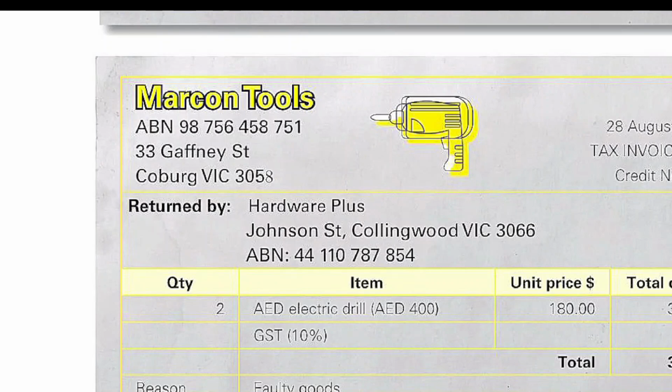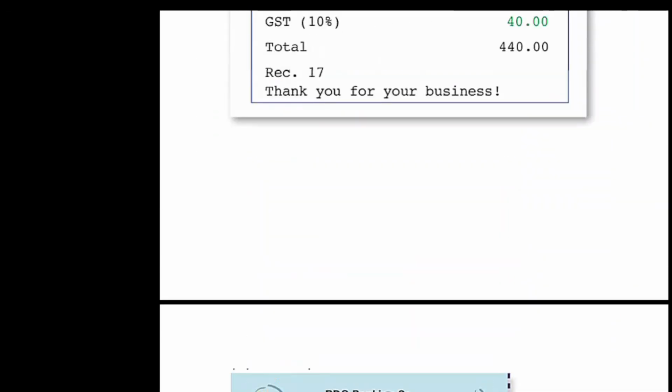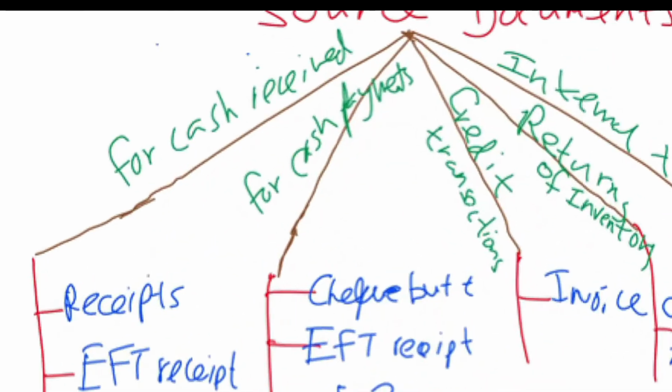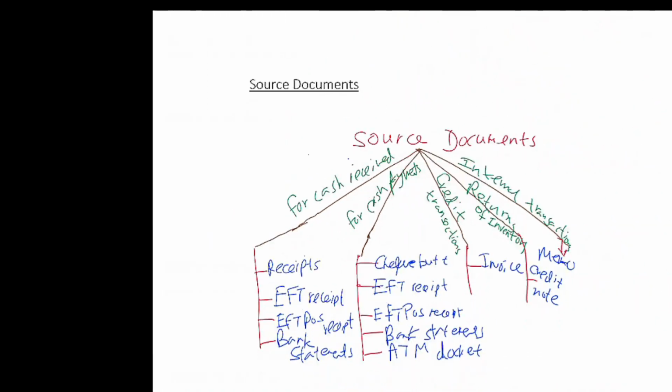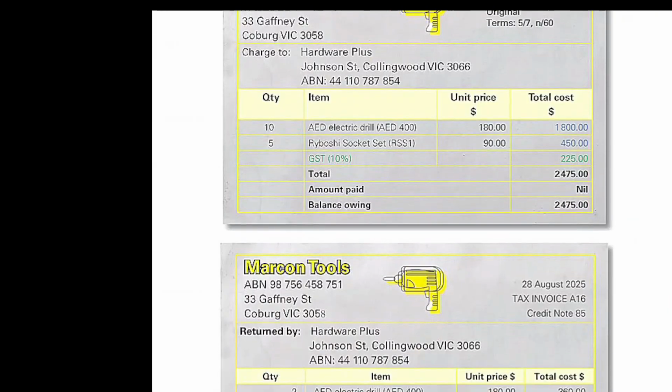Sales income? Yeah, and sales returns. So why do we use the credit note? The credit note, yeah, for the returns of inventory. Remember, in my summary sheet, we have returns of inventory. So we have the credit note. There's only one source document for returns.